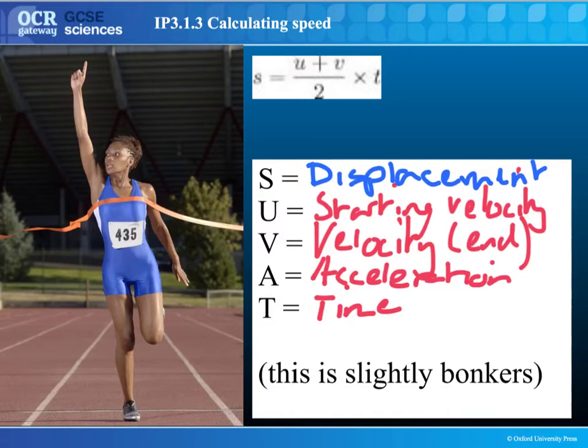Translating this to the equation above, what you basically have there is the distance that something travels is equal to its starting speed plus its end speed divided by 2 times by time. This section here is all focused on working out the average speed. So it's the start speed plus the end speed divided by 2, because you're working out an average, times by time gives you distance or displacement, which stands for S.